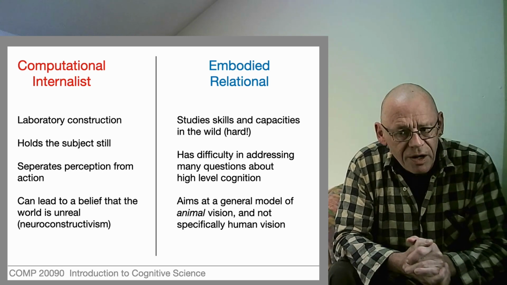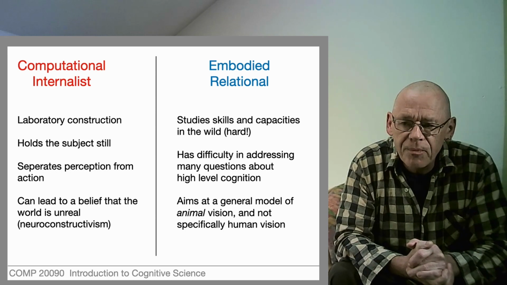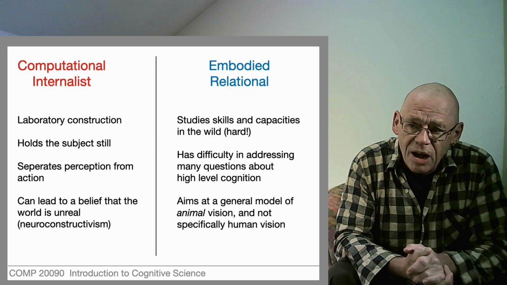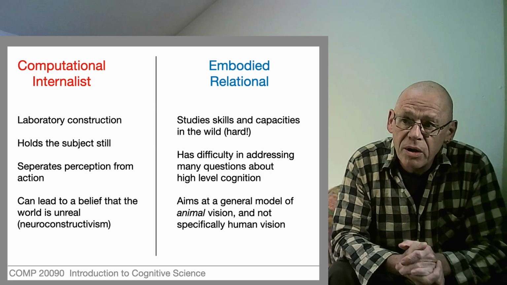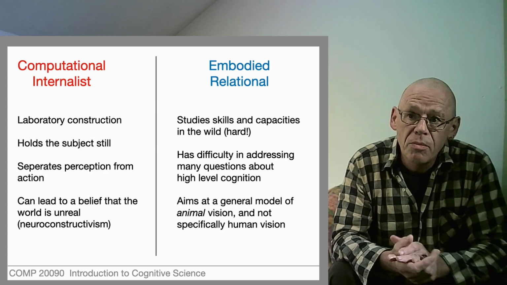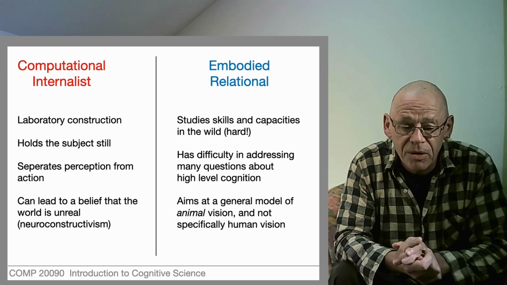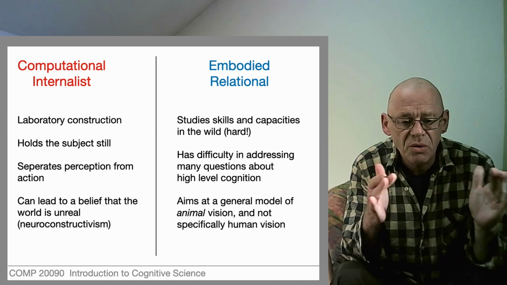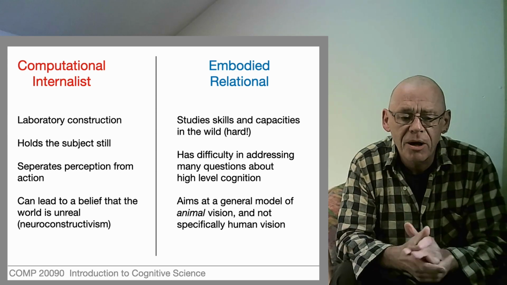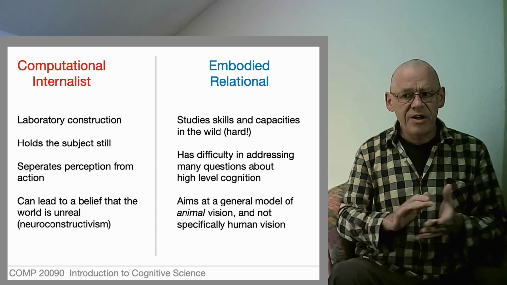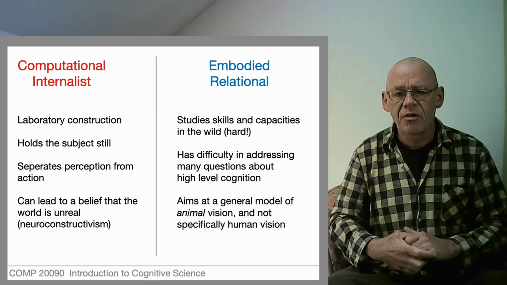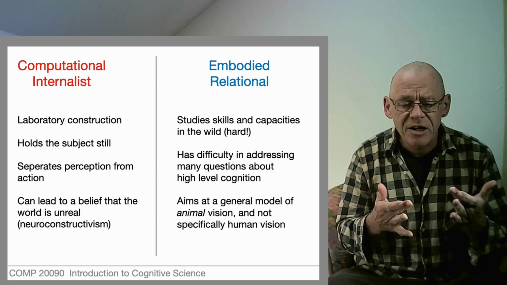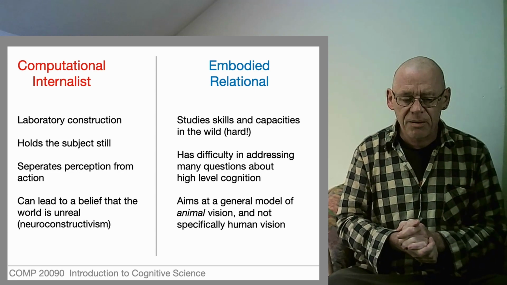And while we've had some very important results from there, and the diving gannet result is a nice one, for example, this approach has difficulty in speaking coherently about particularly human forms of abstract thought, for example, or what we might call high-level cognition. So these two stories don't join up completely. The embodied approach is very naturalistic. It's aiming at a general model of what we might call animal vision and not specifically human vision. So I don't think we'll ever get to a theory of reading there, for example.